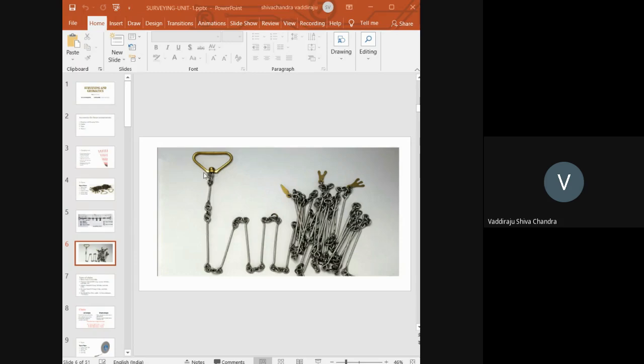So if the length of the chain is 20 meters from handle to handle, how many links will be there? If each link is 20 centimeters, and the length of the chain is 20 meters, how many links will be there? Please respond.